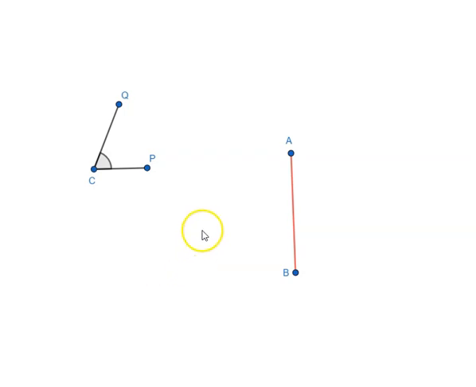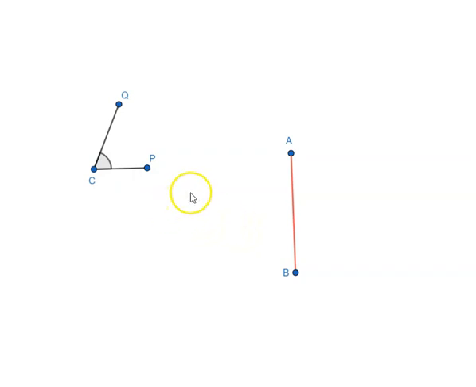Let's look at proposition number 33 of book 3 of Euclid's Elements. The proposition says, given a line segment AB and an angle PCQ, we have to construct a circular segment such that the segment contains or has this angle. How do we go about doing this?